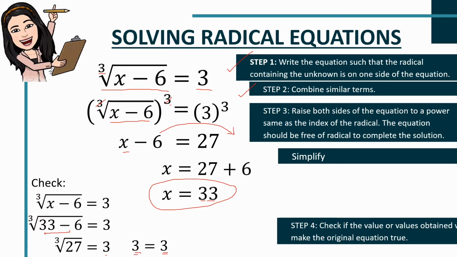And then, 3 is equal to 3. Okay? So, therefore, we arrive again to equal sides. So, this means that our solution is correct. So therefore, the real solution in your given radical equation is 33. X is equal to 33. Okay?